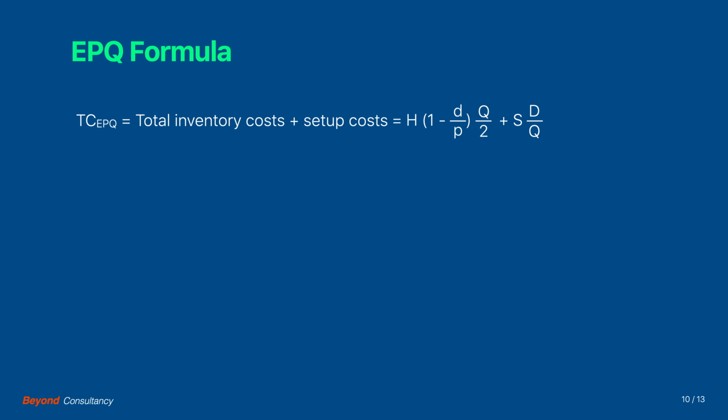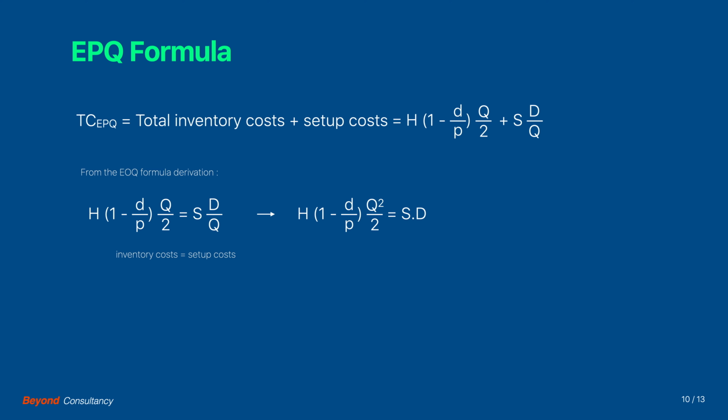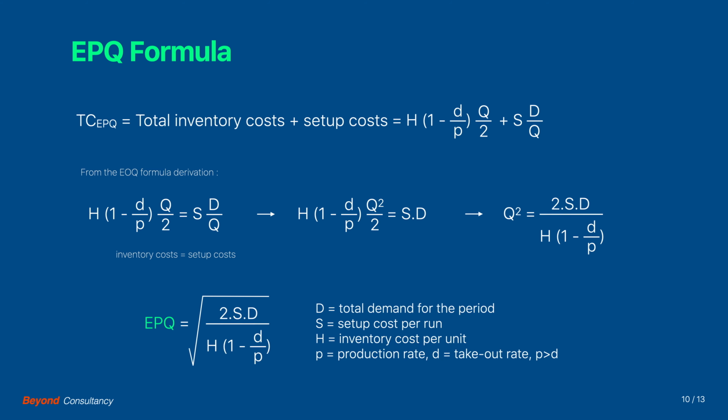We can also take a different path. Indeed, we remember from the EOQ analysis that in the optimum point the inventory costs equal the setup costs, so we can straight away write this formula. We now multiply both terms with Q and transfer the factors to the other side of the equal sign, and come to this equation for Q square. Taking the square root, we come to the final formula for the economic production quantity. On the following pages, we will further analyze this formula.